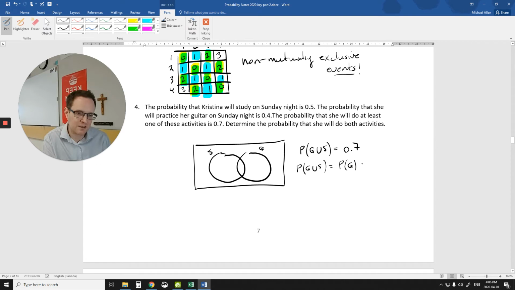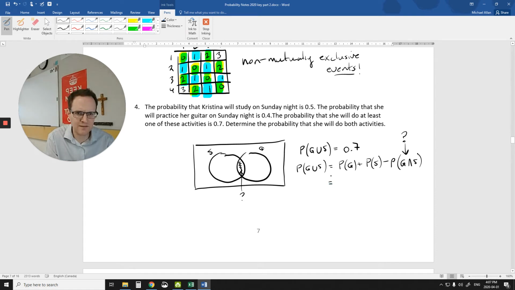Okay, now I also know that there's a formula for this. Probability of her playing guitar plus the probability of her studying. Now, this would be if they're mutually exclusive. So I'm going to assume in this situation, because we're looking for probability, that there is a little bit of overlap. So I'm going to have to subtract out that overlap. And that's what I'm actually looking for. We're looking for this overlap. How much is that?